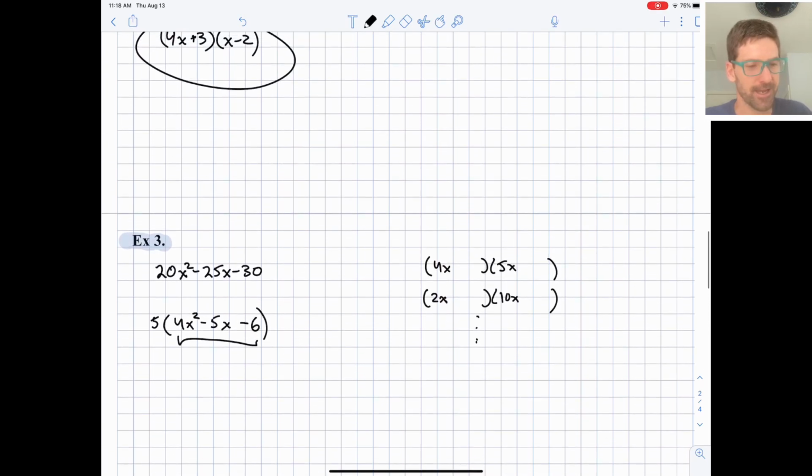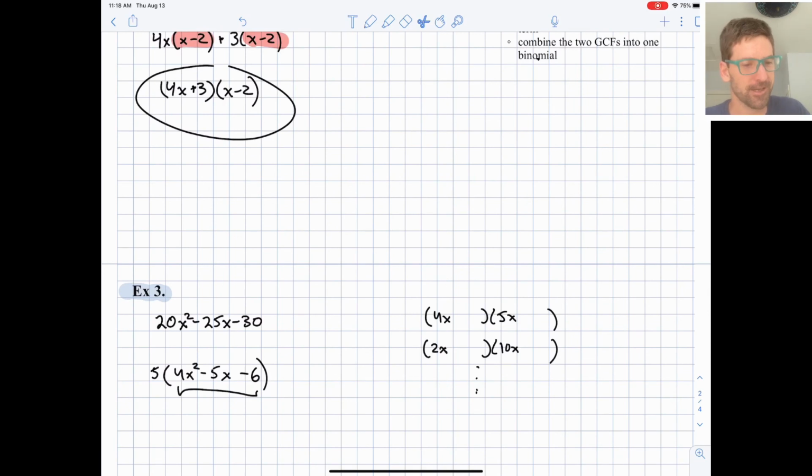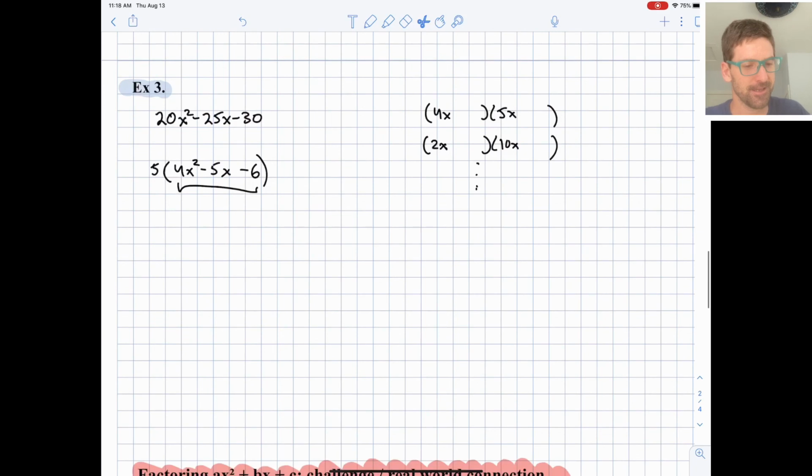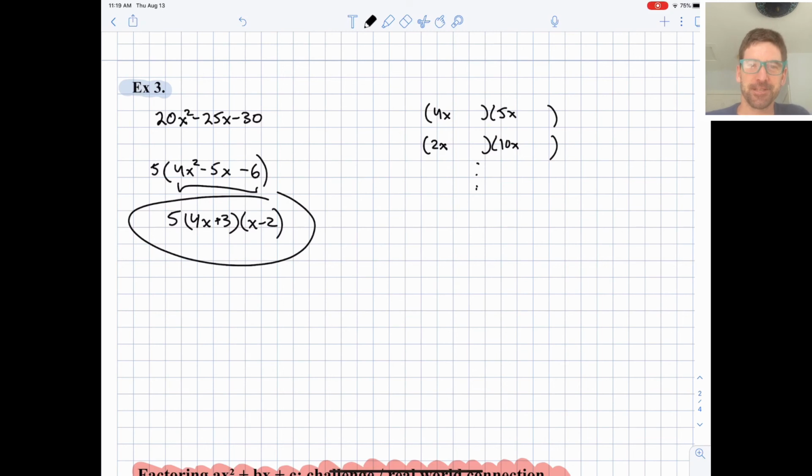So I'm going to copy and paste this. And so this is going to be 5 times, there's our solution. We already factored that problem, so feel free to be a little bit efficient like that. And there's our final answer to that particular problem. The key there was to pull out a GCF, which makes your life so much easier. All right, that's a good place to stop.